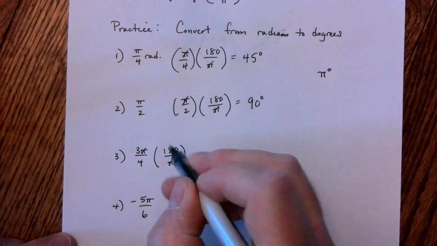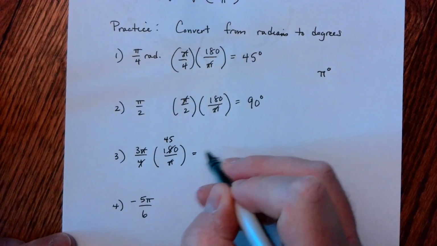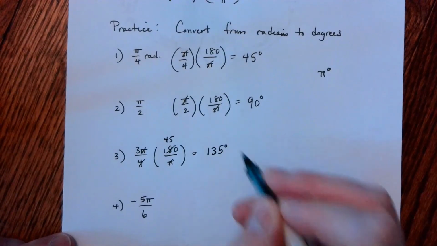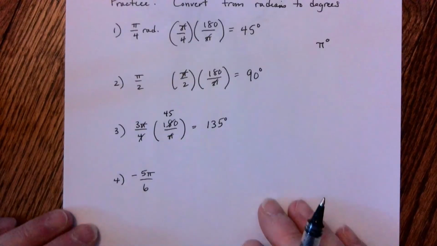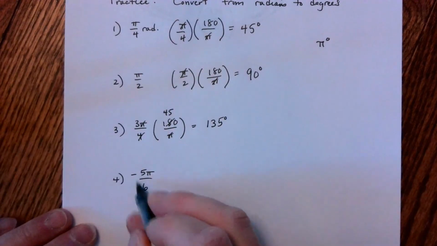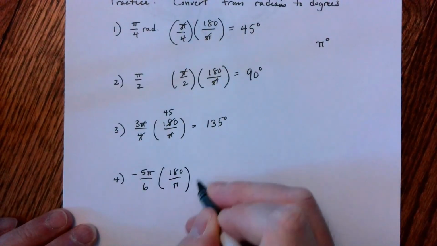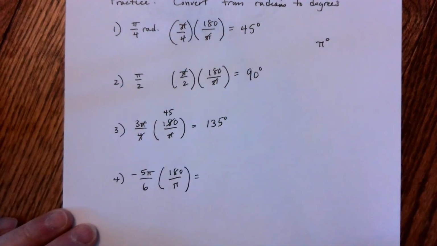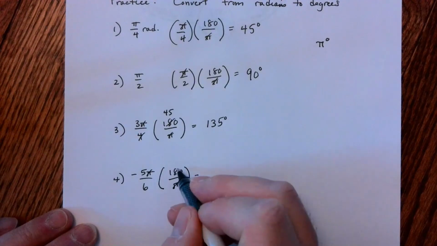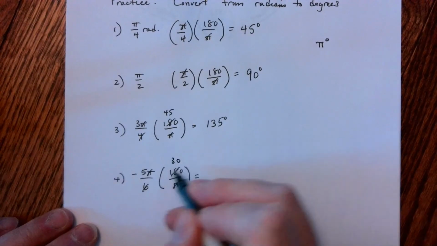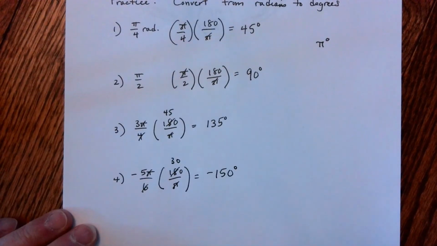Okay? We already know that 180 divided by 4 is 45. And 3 times 45 is 135 degrees. So therefore, 3 pi over 4 is 135 degrees. And last but not least, if I have a negative, again, we're going to multiply by 180 over pi. Once again, what's going to happen? My pi's will reduce. 180 divided by 6 is 30. Negative 5 times 30 is negative 150 degrees.